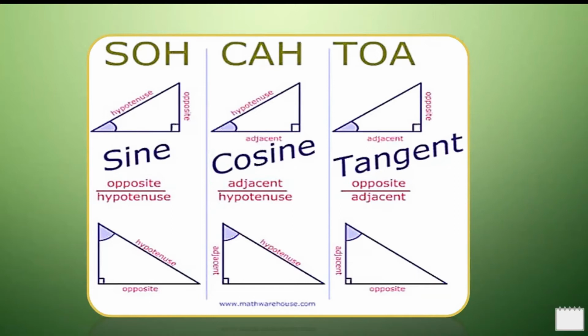Now, what about the next ratio? We're talking about the cosine ratio. The cosine ratio takes into consideration the adjacent side and the hypotenuse. So the cosine of an angle is equal to the adjacent side over the hypotenuse.